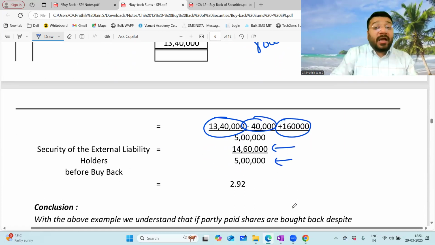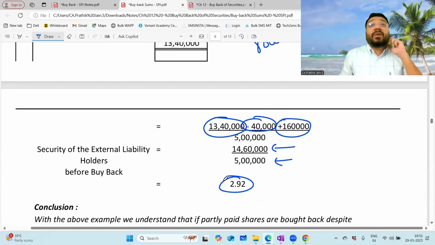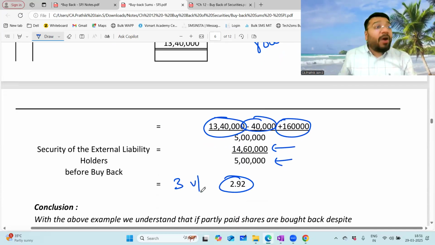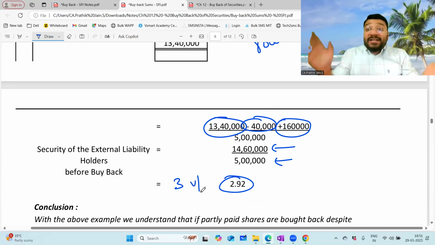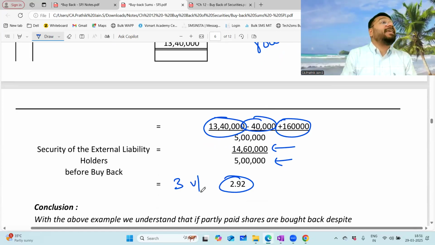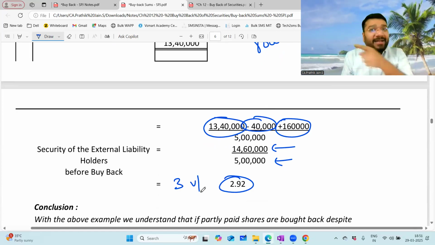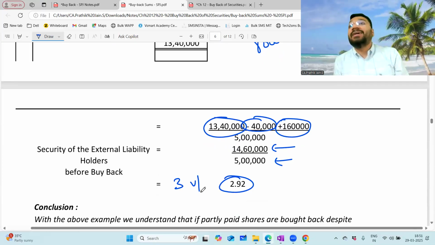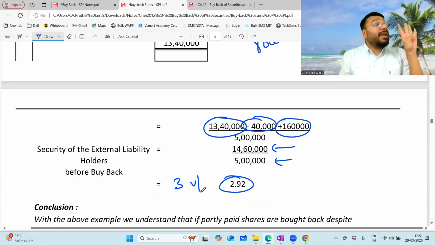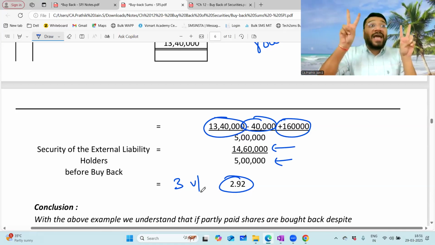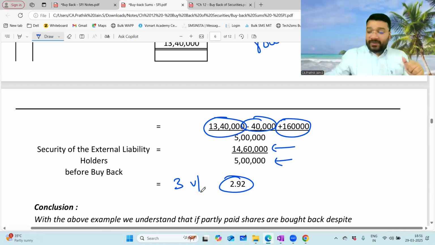So what is your margin now? 2.92. What was the security margin before buyback? 3. And now after buyback, 2.92. Despite you complying with Section 68, where you kept the capital intact, the security margin is reducing. Why? Because the remaining 2 rupees on the 20,000 shares, you did not collect.